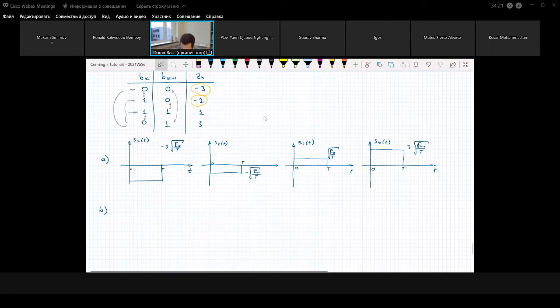Then we go to part B, where we need to draw the signal space diagram. It's also easy because we have only one basis function, and as a result, all signals will lie on only one line. So we just specify 0 somewhere on this line, and then we need to show one unit of some quantity, and this quantity will be square root of E0. From minus 3 square root of E0 to 3 square root of E0. Actually, I could take a larger scale.